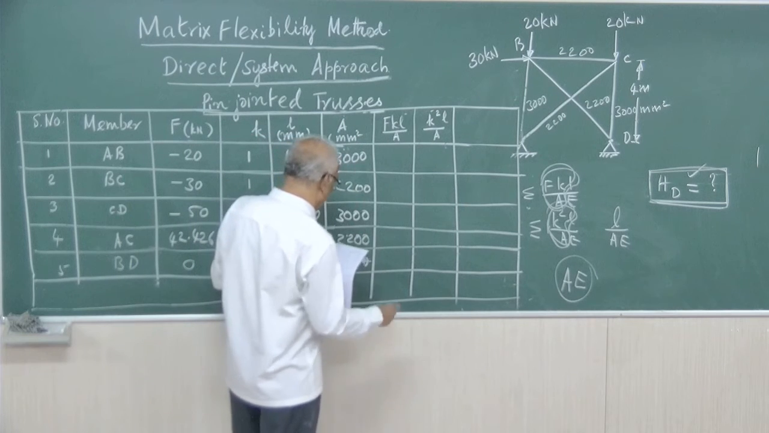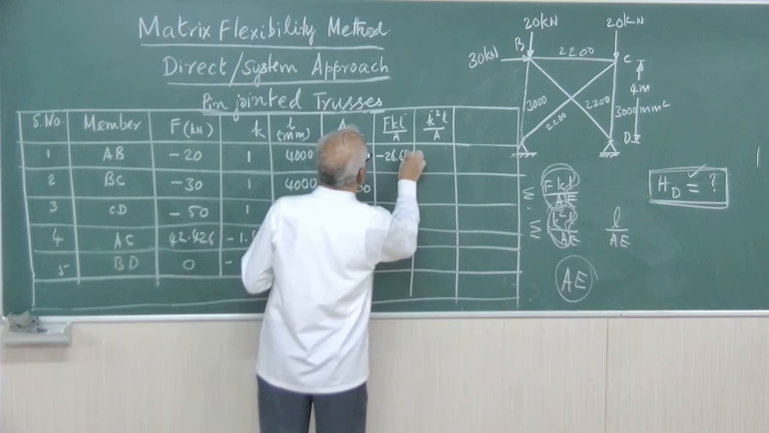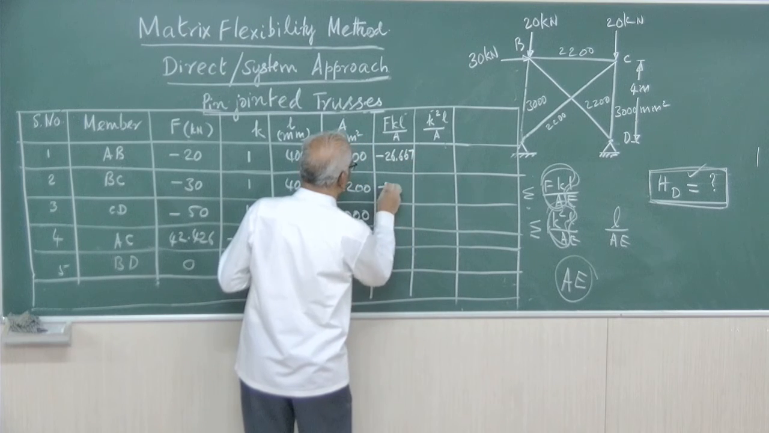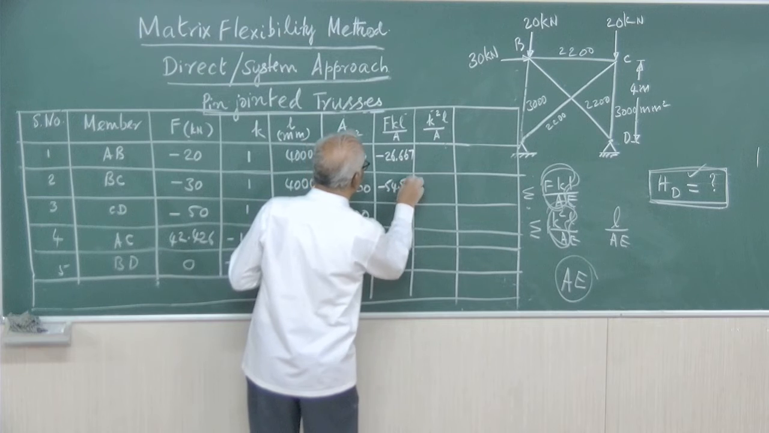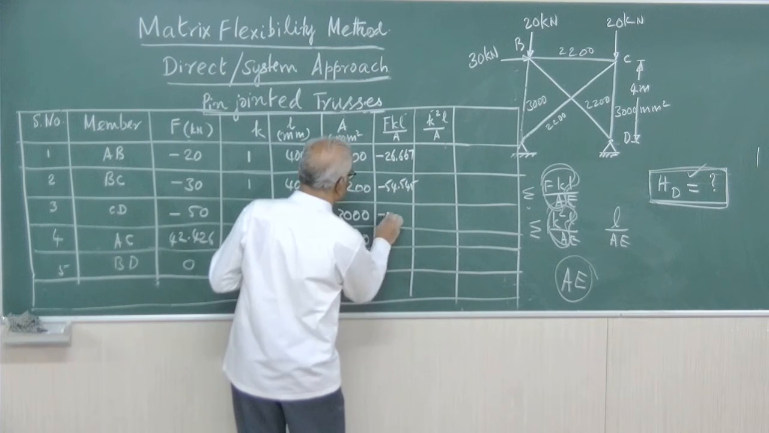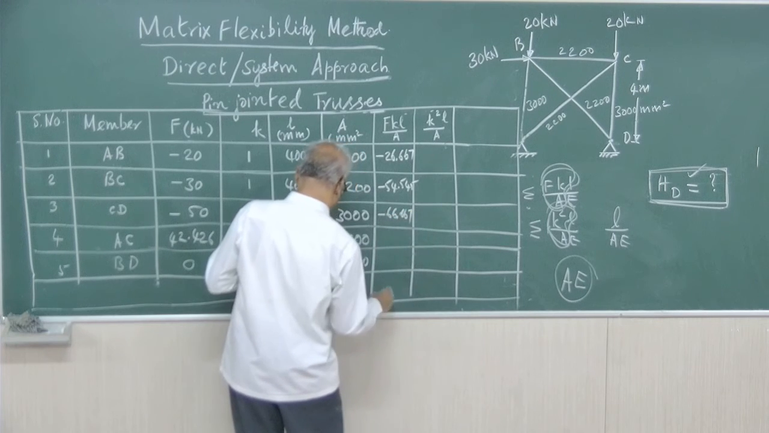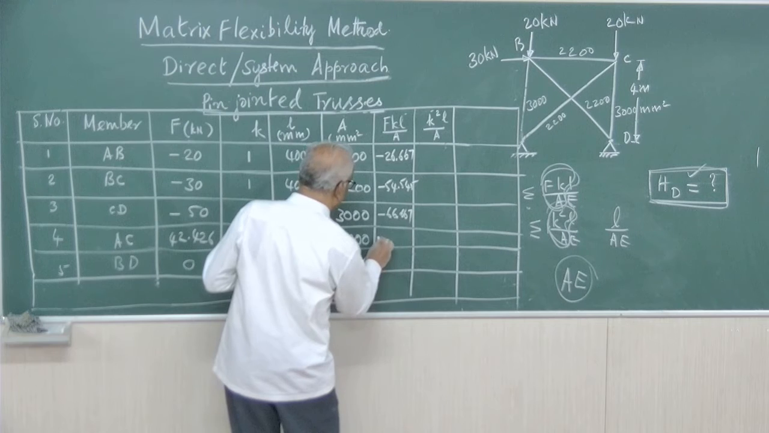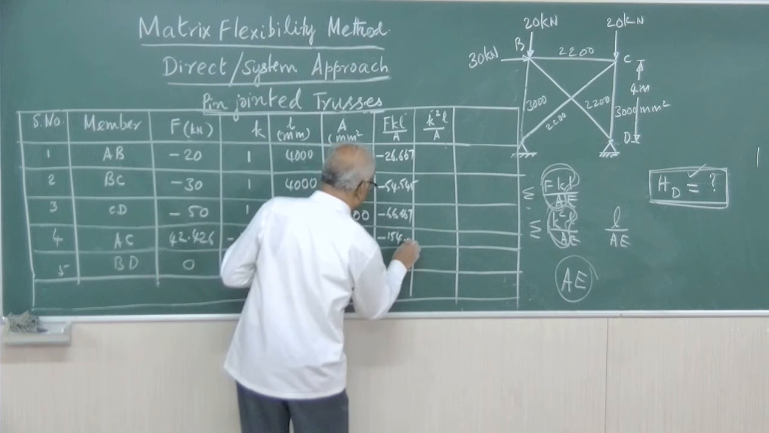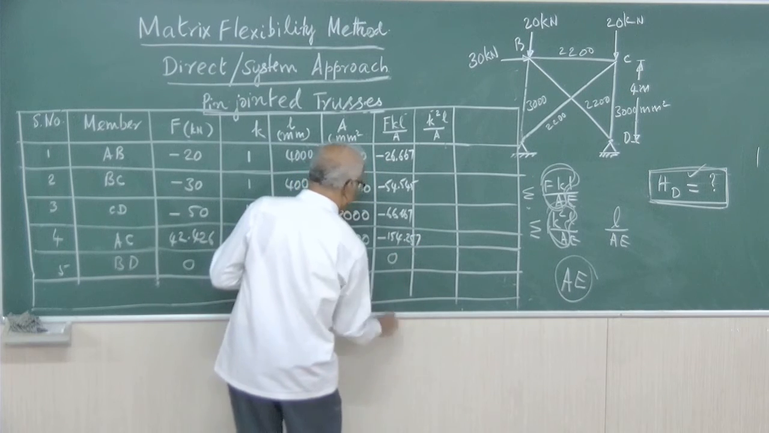FKL by A is equal to minus 26.667, minus 54.545, minus 66.667, minus 154.257, and this is 0.